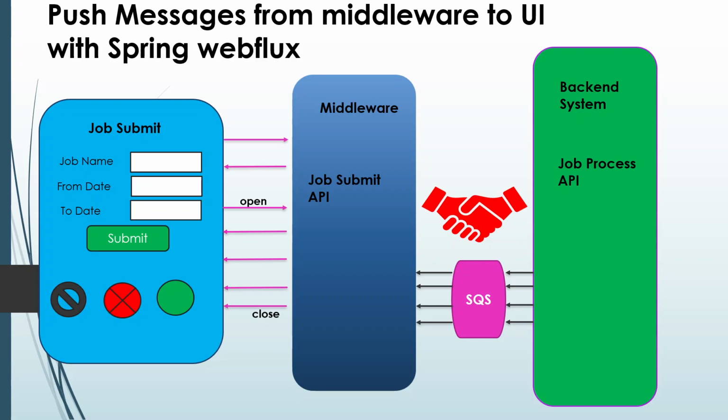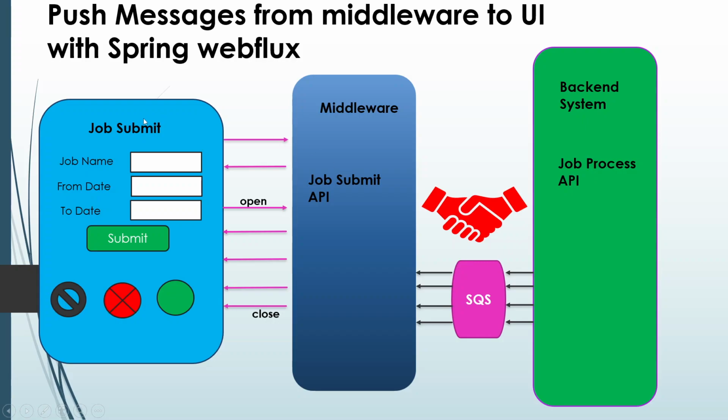As part of the asynchronous communications implementation using a server and events approach, what we have seen till now in the previous videos is that we have developed the middleware job submit API, the backend job process API, and we have an SQS in between the middleware and the backend system. The backend system is pushing the messages and the SQS is being listened to by the middleware. The middleware is receiving the messages from the SQS. So that is what we have seen till now, right?